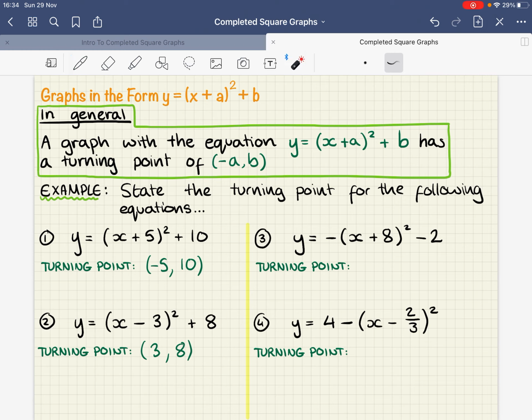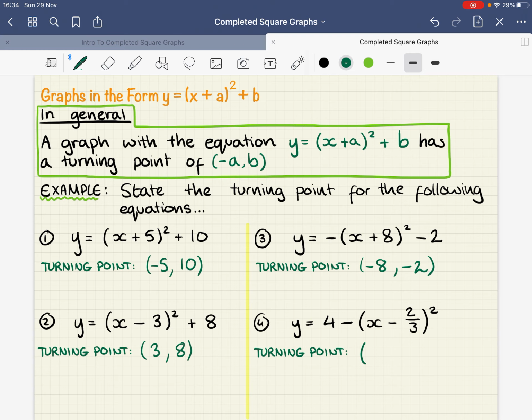Then this next one here, don't get thrown off by this negative. The idea is still the exact same. I'm still going to flip the sign inside the bracket, and on the outside stays the same. So that's going to just be negative 8, because that's a positive 8, and then negative 2 on the end.